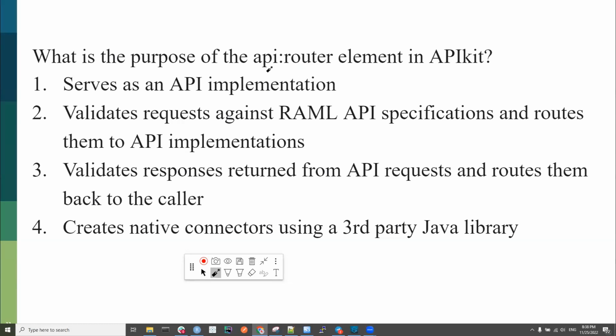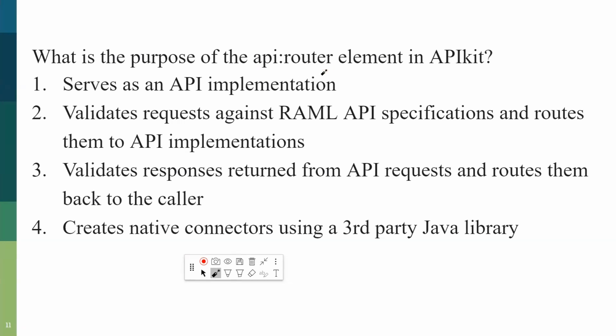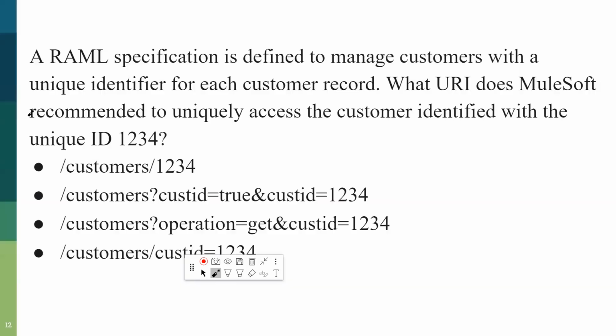Cool, perfect. Yes. So the API router, we said one thing from the RAML specification, it creates the flows for us, and also it validates requests, not responses. It doesn't validate responses. I mean, response is what is returned. So it validates the requests. If they are appropriate, it routes them to the appropriate implementation. That's perfect. So the answer here is number 2.